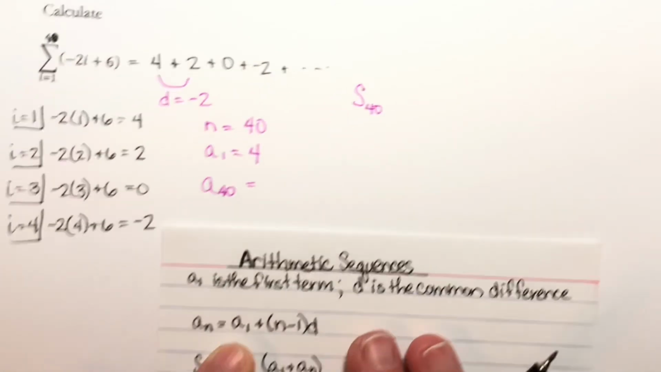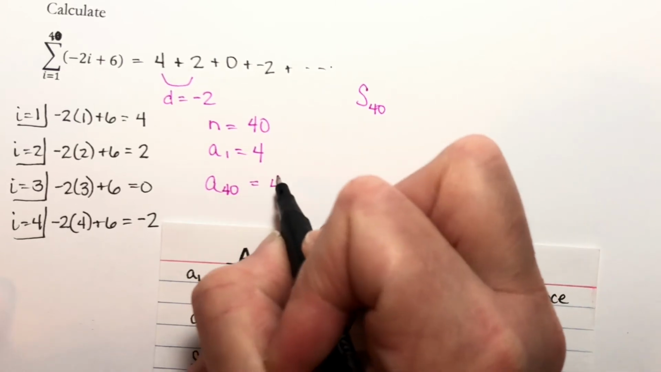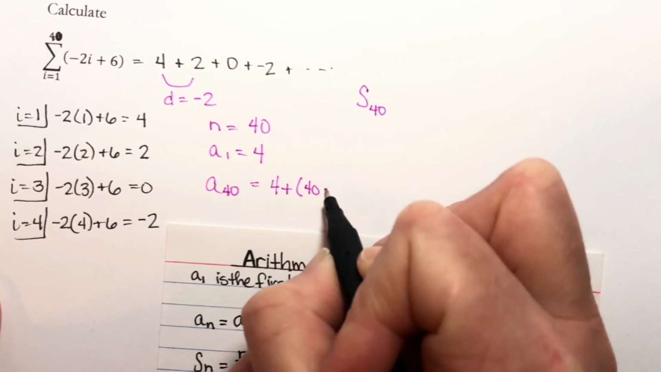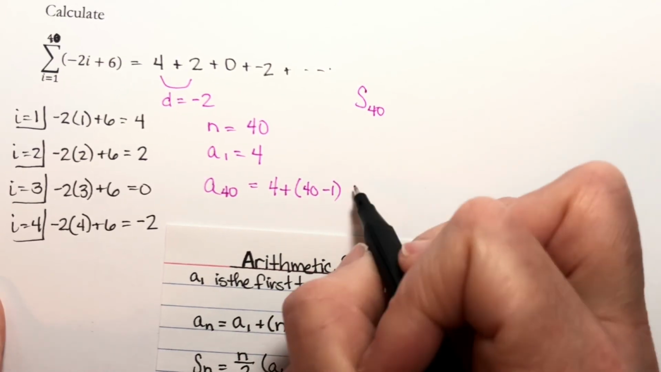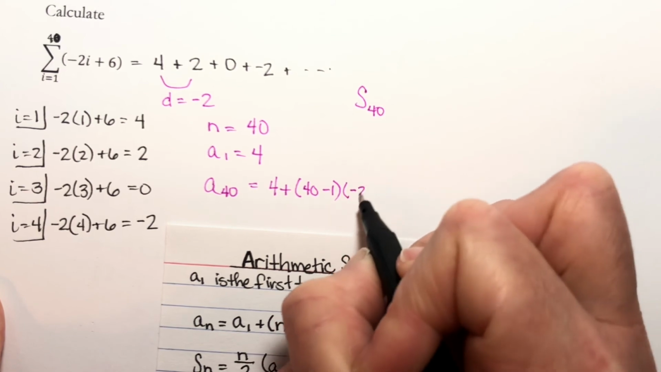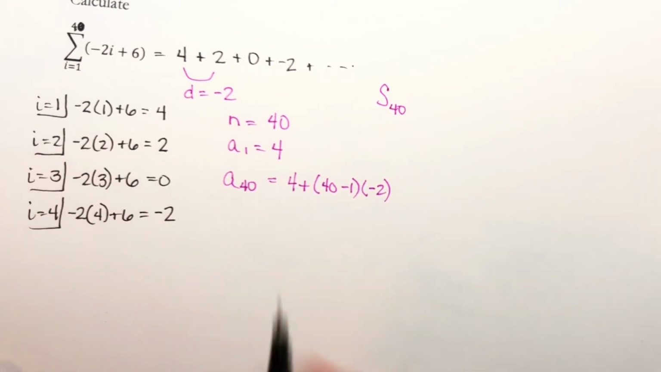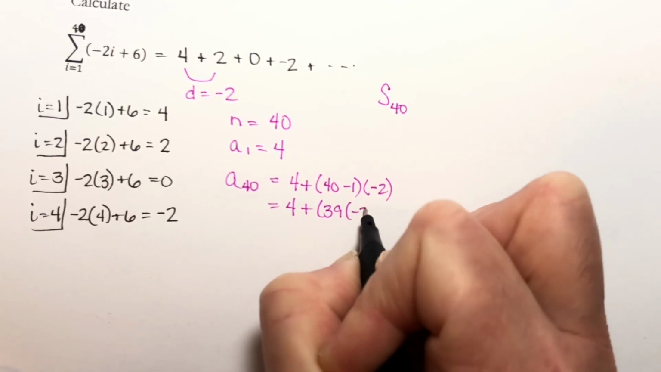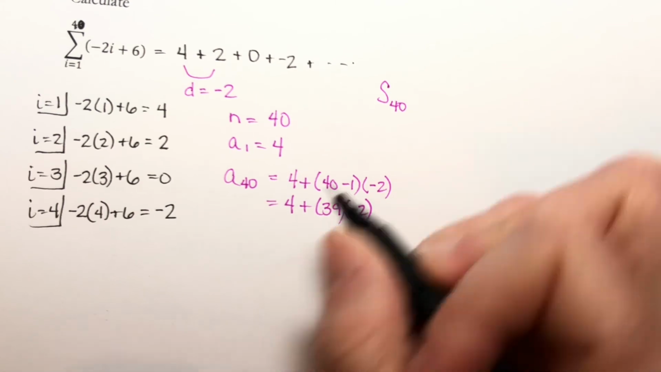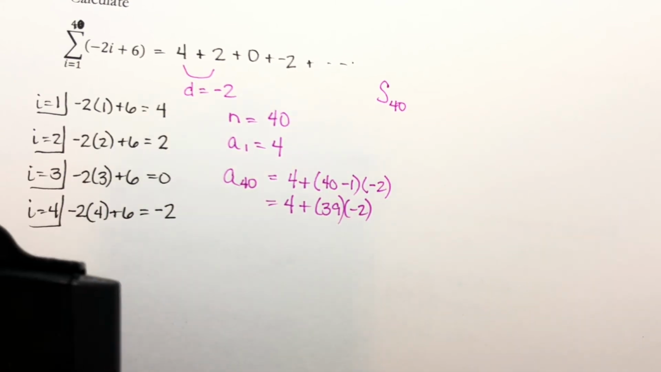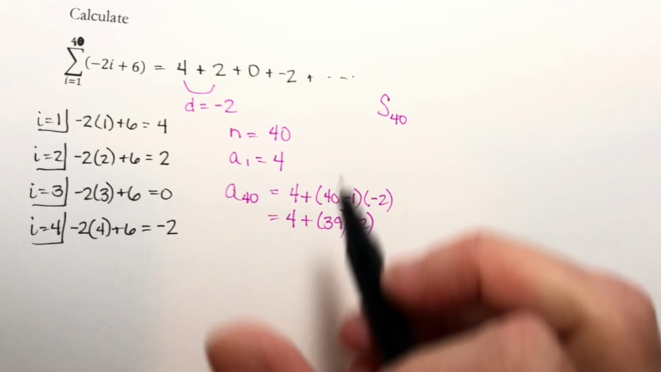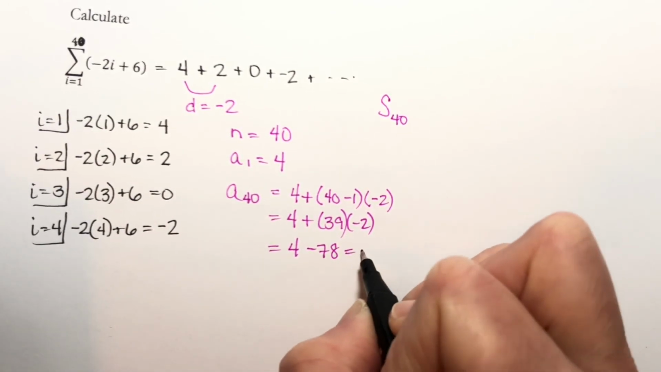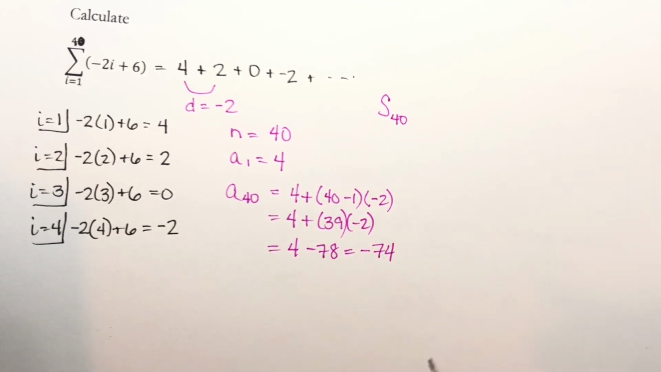This is equal to a1, which is 4, plus n minus 1, so 40 minus 1, times d, and our d value is negative 2. So I have 4 plus 39 times negative 2. Okay, 39 times negative 2 is negative 78. So this is 4 minus 78, which would be negative 74.